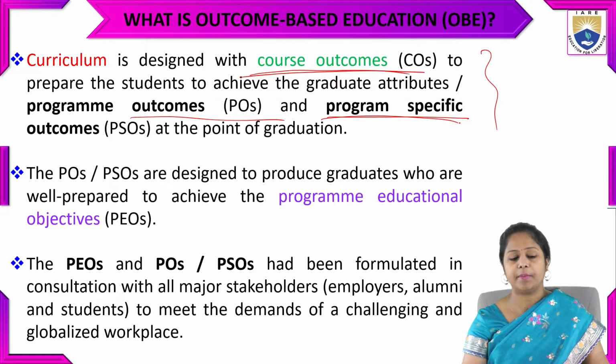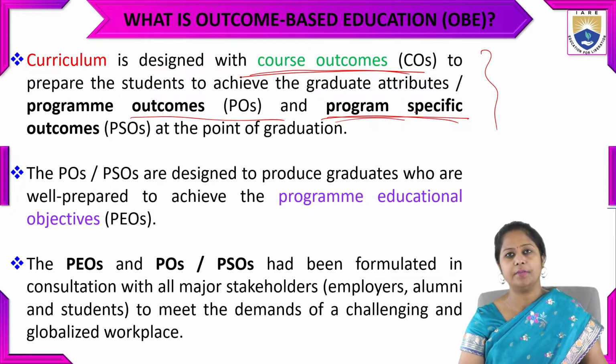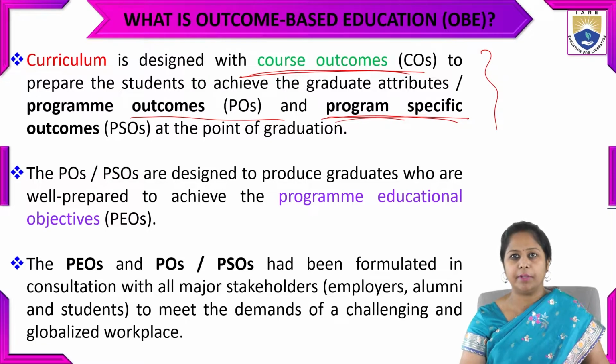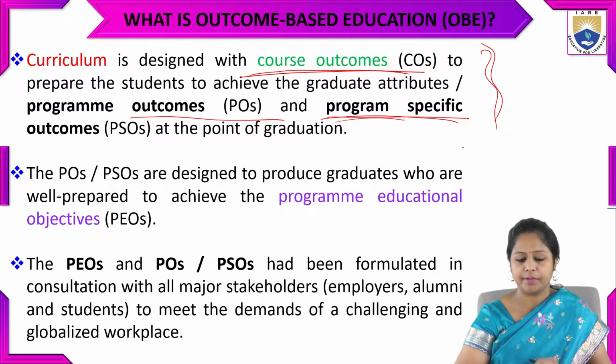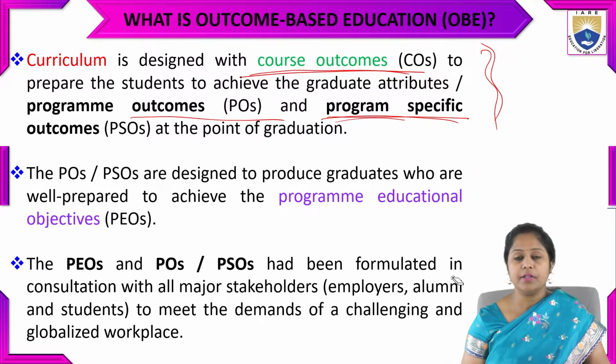That will be on the basis of whether the student is going to complete the engineering degree as well as the management degree. So those will be the program specific outcomes. According to that, the mapping will be there at the point of graduation. Then the COs, POs and PSOs will be designed to produce graduates who are well prepared to achieve the program educational objectives, the PEOs.